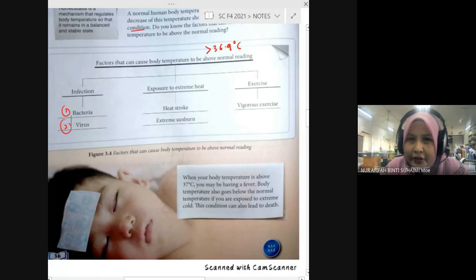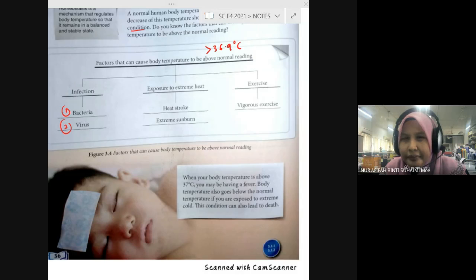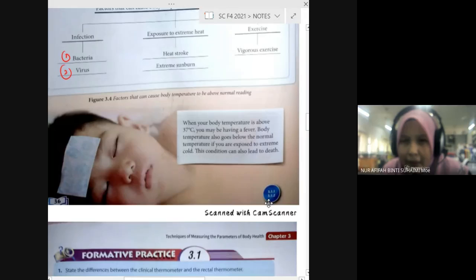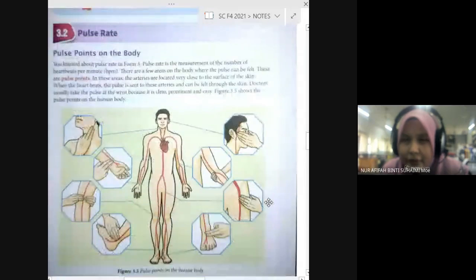There are also factors that cause your body temperature to be below the normal reading. One factor is that you may be exposed to extremely low temperature that causes hypothermia, when your body temperature falls below 35 degrees Celsius.